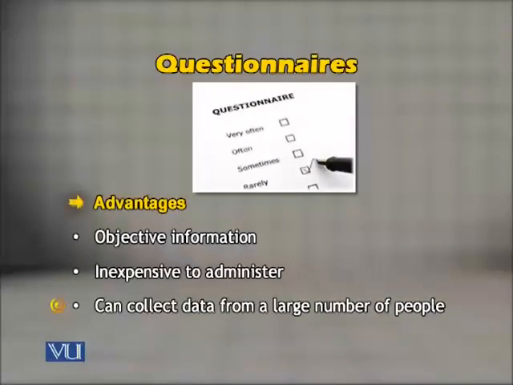A questionnaire can also collect data from a large number of people. If you have to, for example, observe, you have to observe people individually. For that, you have to spend a considerable amount of time to observe those people. And even if you are observing them in a group, you need to spend a significant amount of time in observing them to arrive at a conclusion about their performance or about their weaknesses. Whereas questionnaires can collect data from a large number of people.